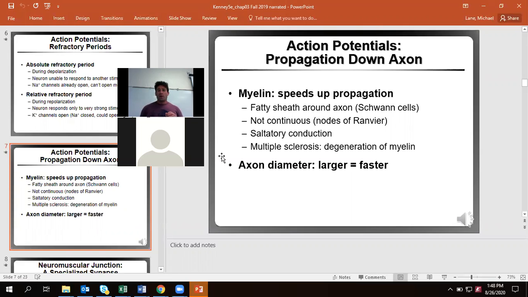Now, we can add myelination to speed up these signals. The other thing we can do is increase the diameter of our axons, in that if we have a bigger axon diameter, it is going to send that signal faster. So through myelination and increased axon diameter, we're able to send the signal even faster, which is going to get us a much more rapid contraction.